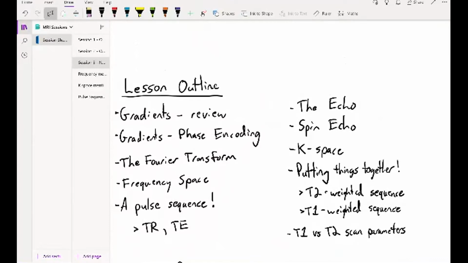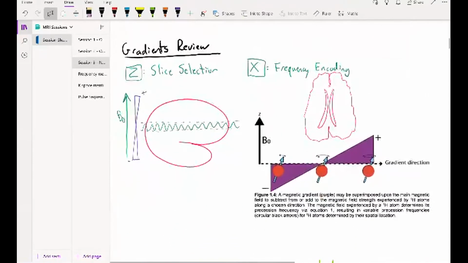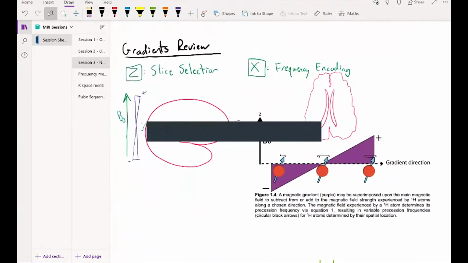which, if you're not familiar with, I guess you will be at the end of this class, but I don't want to get ahead of myself. So let's jump into gradients first and finish up that section. This is where we ended last time, with the concept of how we use gradients to spatially encode spatial information in the signal that we're collecting from MRI.